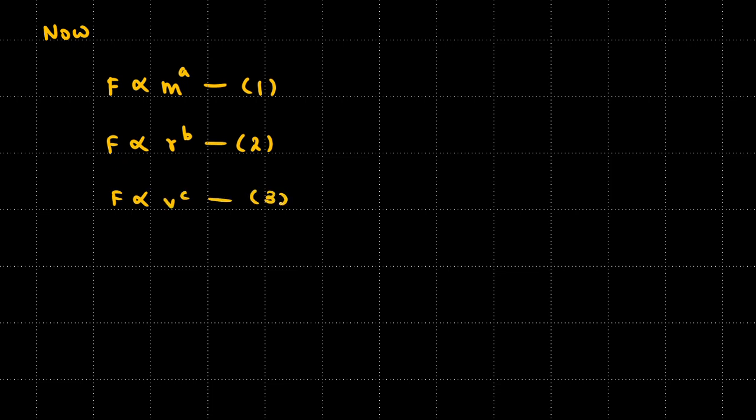Now since we know that the centripetal force depends on mass, we don't know to what power, so let's say this is a, and this will be equation 1. Similarly, F is directly proportional to r to the power b, this will be our equation 2. And finally F is directly proportional to v to the power c, which will be equation 3, where a, b, and c are constants to be found or determined.